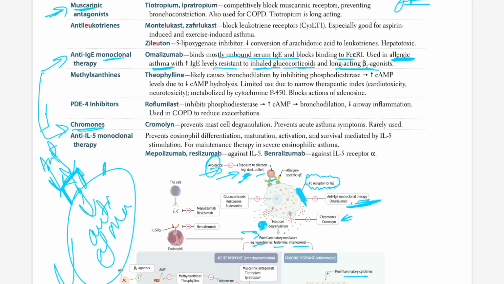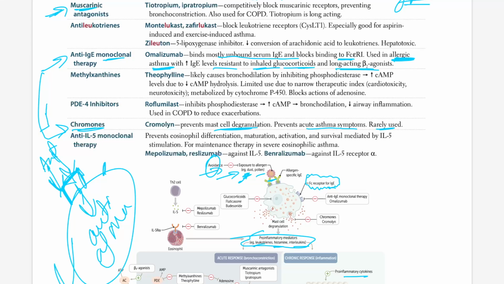Chromones, or cromolyn. Cromolyn prevents mast cell degranulation and prevents acute asthma symptoms, but it is rarely used. If you look here, the mast cell activates and causes degranulation. You want to block that degranulation. How do you do that? You give cromolyn. When you give cromolyn, you're blocking the degranulation. When the degranulation is not going to happen, guess what? You're not going to get all of this pro-inflammatory mediator release from the mast cell, causing inflammation.